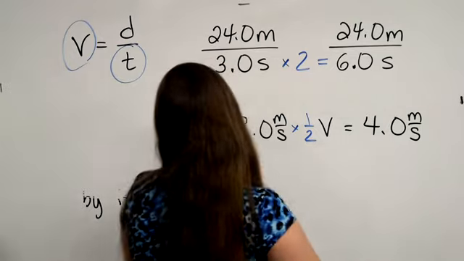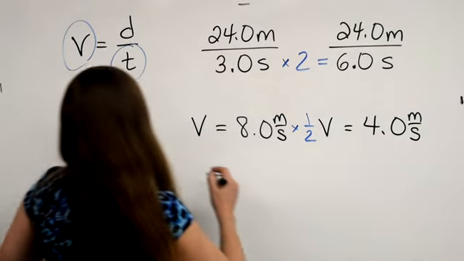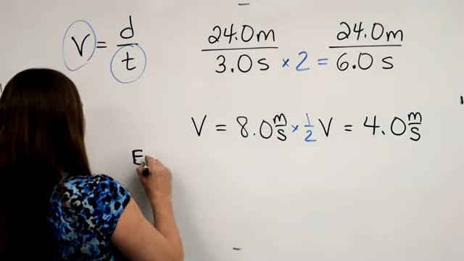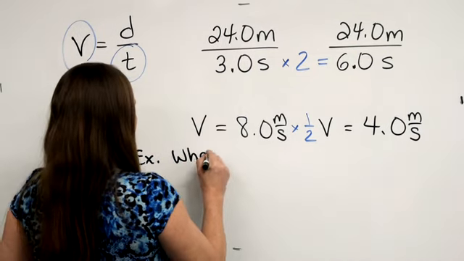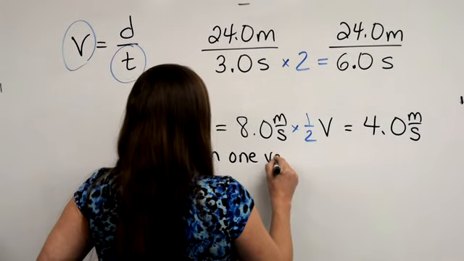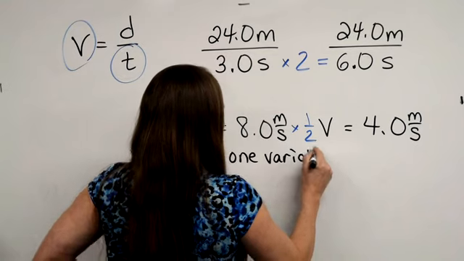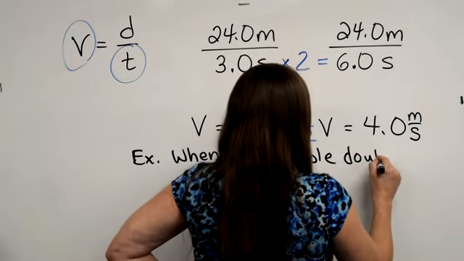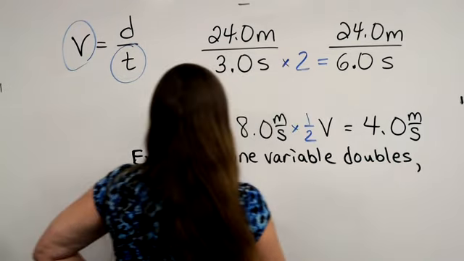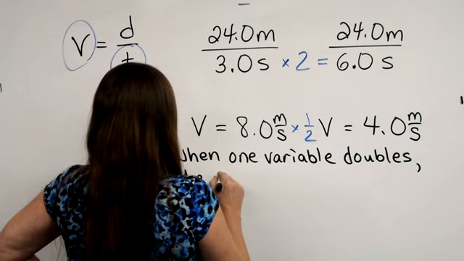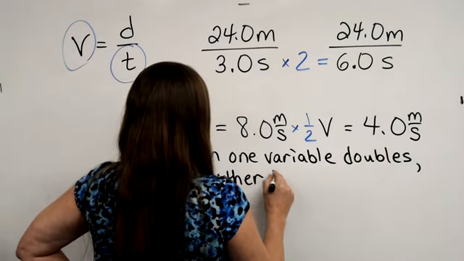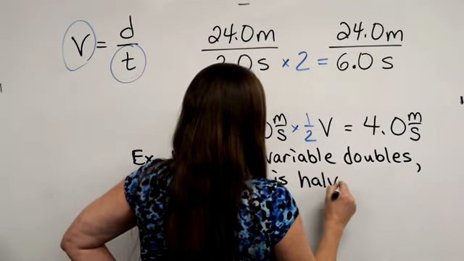So, for example, when one variable doubles, the other is halved.